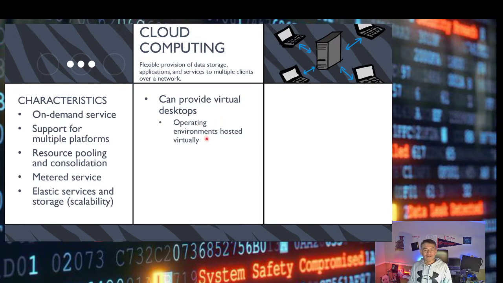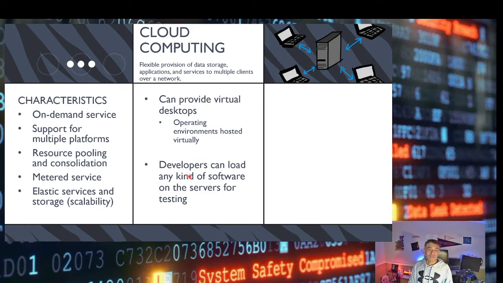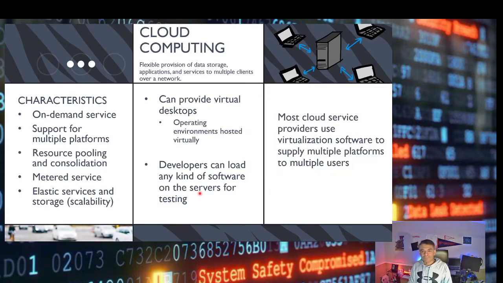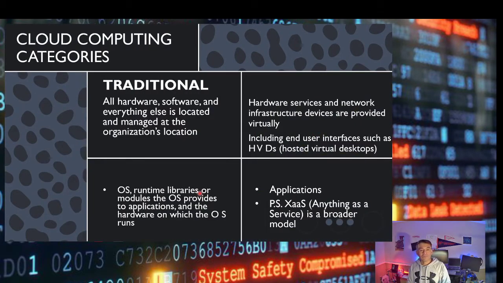So operating environments hosted virtually can be created. And the software developers can load any kind of software on the servers that are residing in the cloud environment, and they can use that software for testing without compromising any hardware devices on site that the software developers are using. Now, most cloud service providers use virtualization software to supply multiple platforms to multiple users.